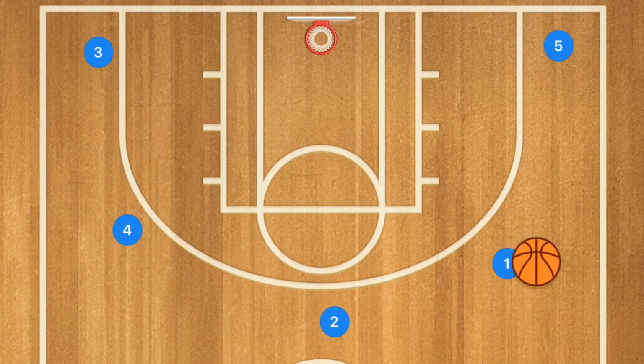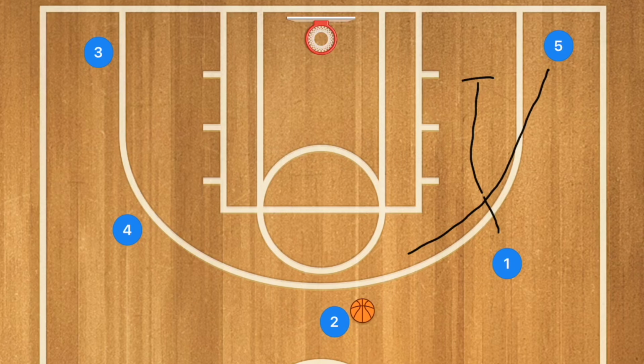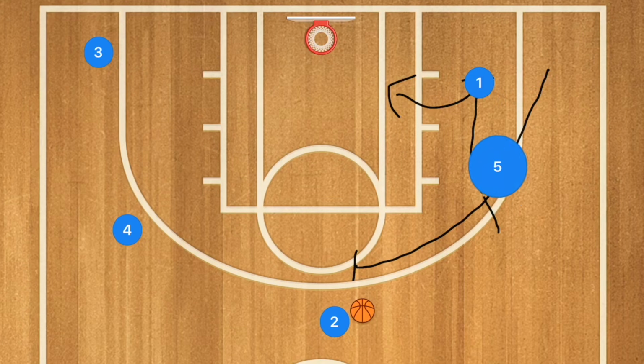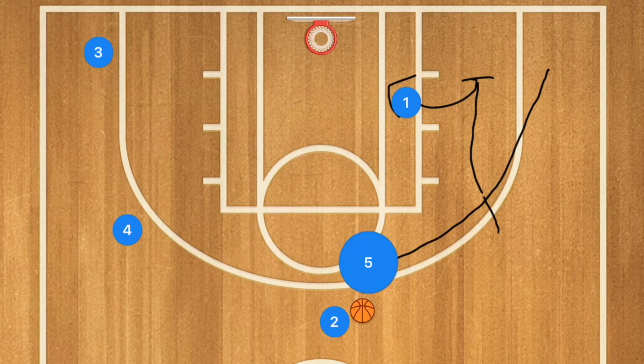And in this play, what we will have is player 1 passing to player 2, and then setting a pin down screen for player 5. Player 5 would then use that screen and then screen for player 2 who has the ball. Player 1 would then roll off of that screen. Once these screens are set, obviously player 5 has to wait for player 1 to set his screen, and then after that screen is set, he's going to then roll towards the basket.